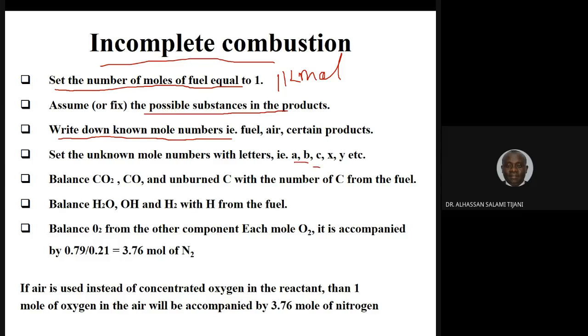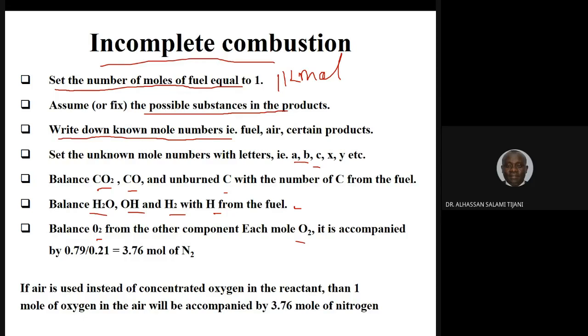You understand me? And then balance carbon dioxide, carbon monoxide, carbon, which is the number of carbons from the fuel. And then we have to balance water, OH, hydrogen gas, and hydrogen atoms from the fuel. Okay, so we balance oxygen from the other components, for each mole of oxygen. So it is accompanied by 3.76 moles of nitrogen.